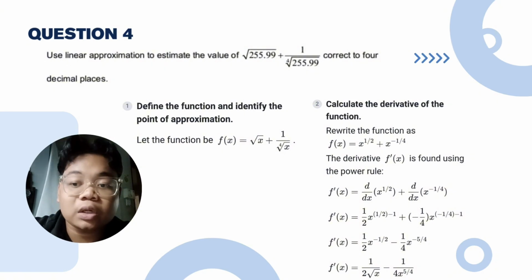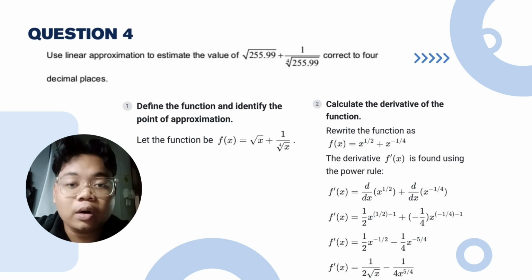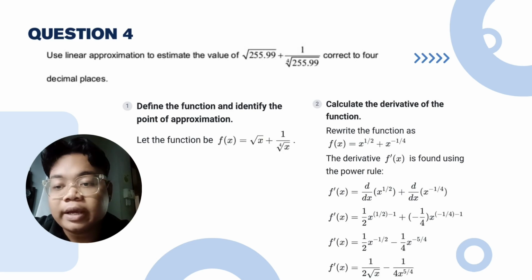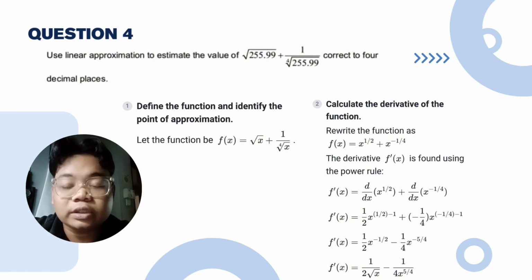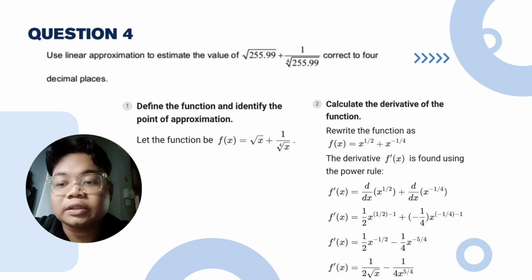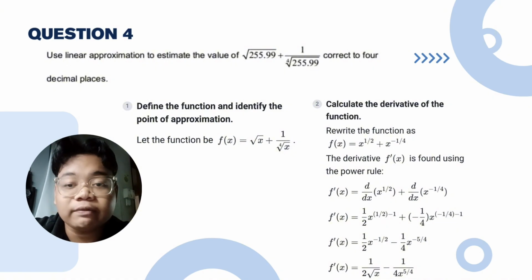For step 2, we are going to calculate the derivative of the function, where we rewrite the function as f of s equals s to the power of 1 over 2 plus s to the power of negative 1 over 4. For the derivative, we are using the power rule: f prime of s equals d over ds of s to the power of 1 over 2 plus d over ds of s to the power of negative 1 over 4. Following the solution, we get f prime of s equals 1 over 2 square root of s minus 1 over 4 s to the power of 5 over 4.